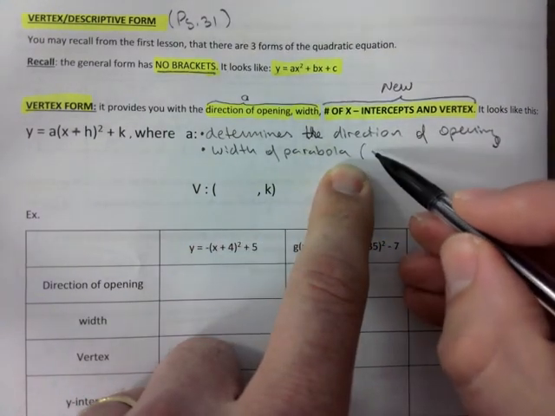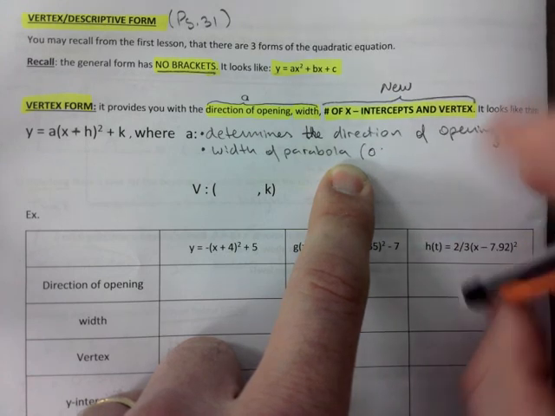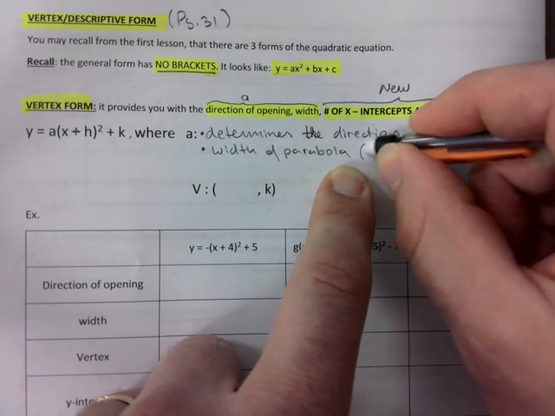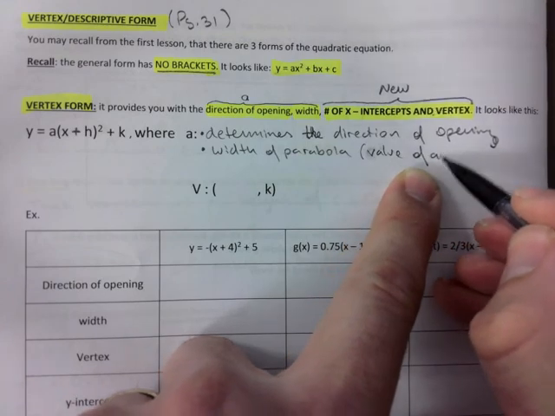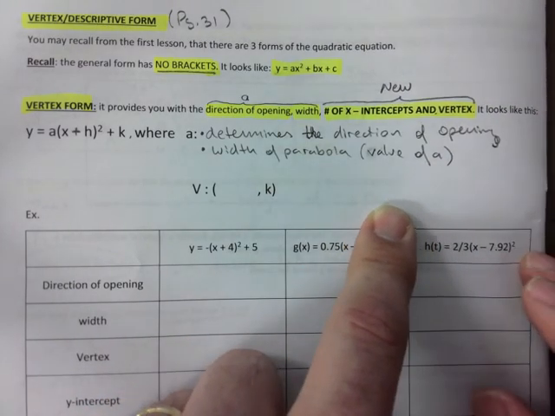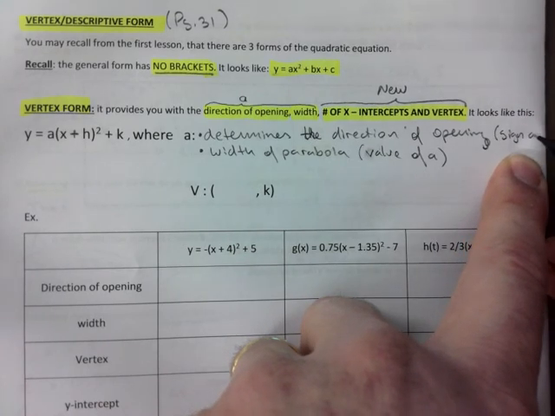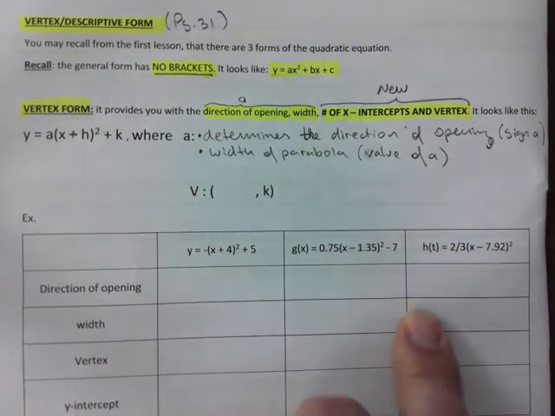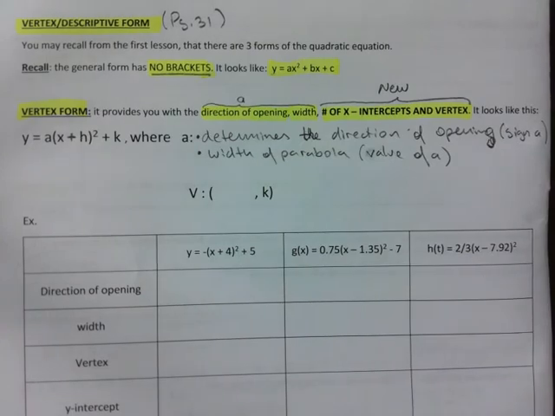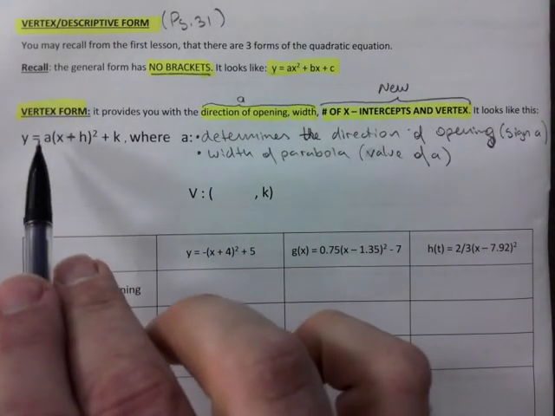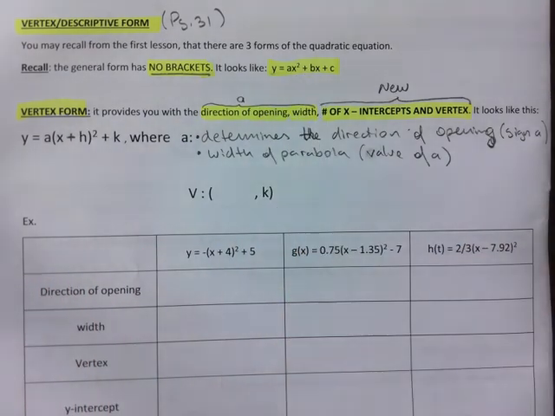The width we still go by the value of A, versus the direction of opening, which is determined by the sign of A. So it still does the same thing as before. A is always in front of the x squared term, so to speak, just like before.